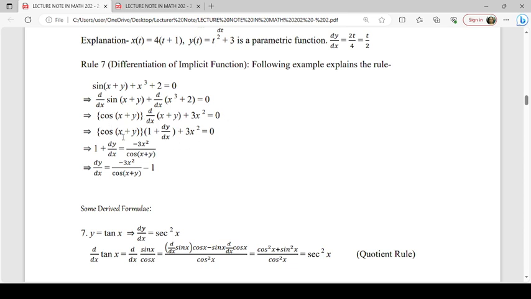This implies cos of (x plus y) times, now d/dx of x plus y, d/dx of x is 1, and with respect to y, we need to write dy/dx, so plus 3x square. Now we separate this dy/dx, so dy/dx is this minus 1. This is a way to do the derivative of an implicit function.